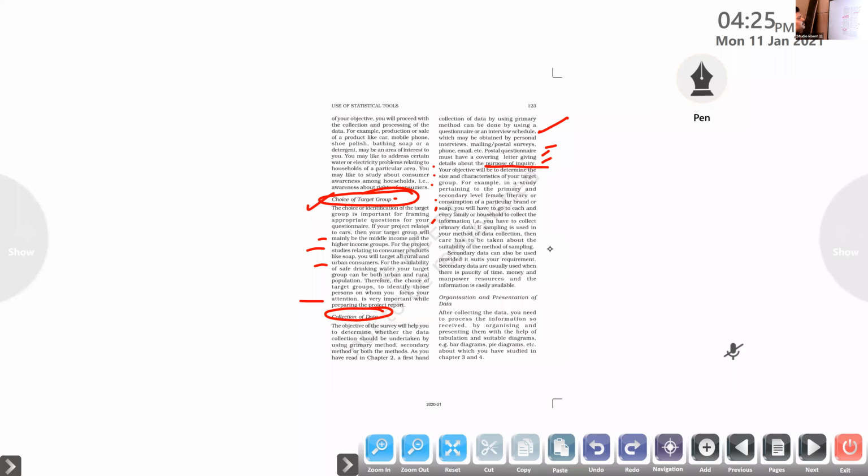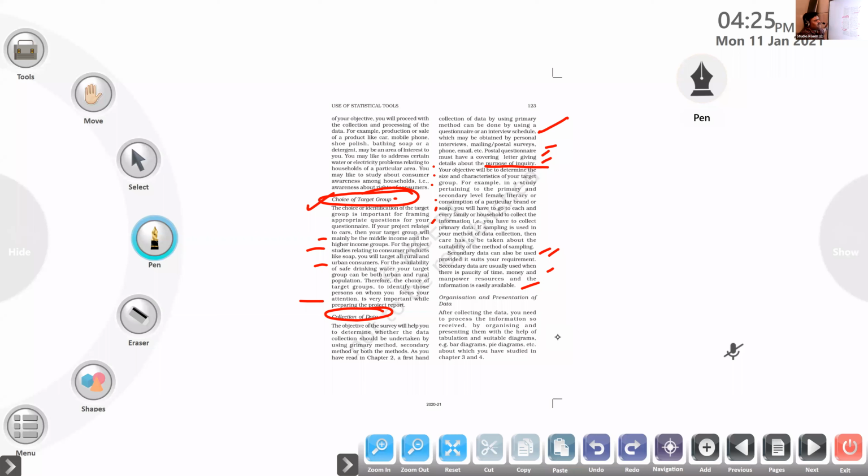Basically, the people or the companies will go for direct data collection. Next one, organization and presentation of data. Already studied in one chapter. After collecting the data, you need to process the information we received by organizing and presenting them with the help of tabulation and suitable diagrams.